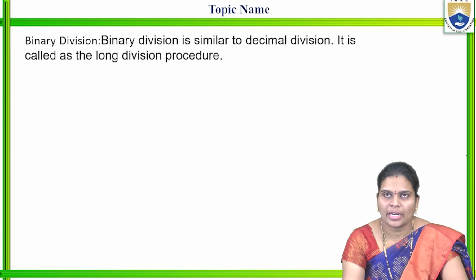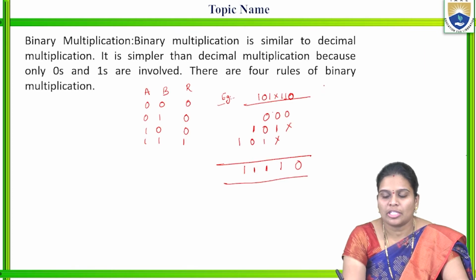Next one is the binary division. It is the same as the decimal division only. Here we follow the long division procedure. For example, in this binary multiplication, we are converting these values into decimal.